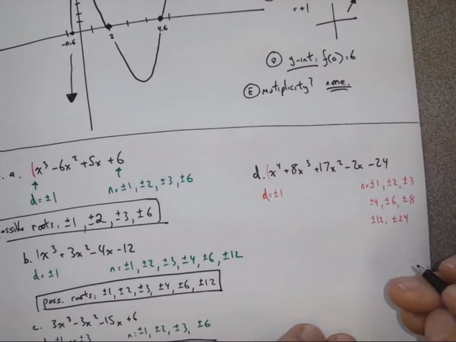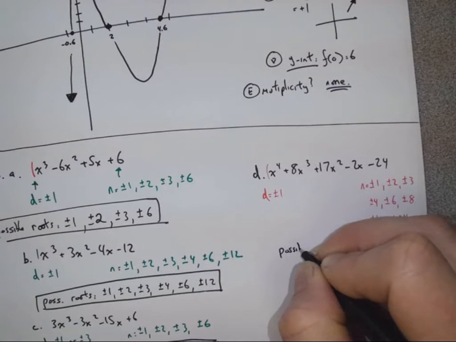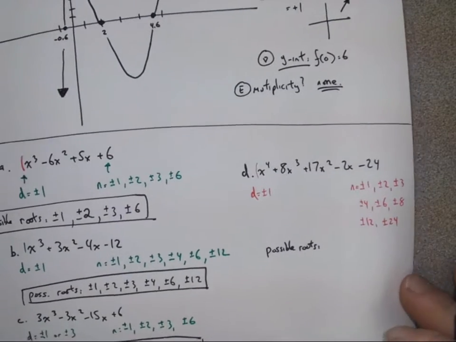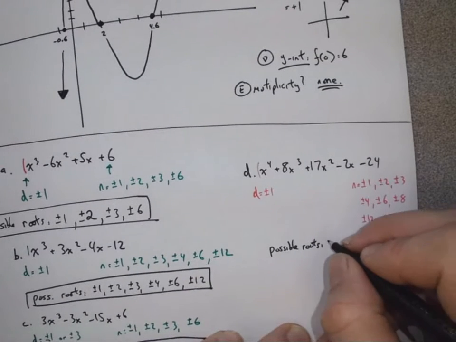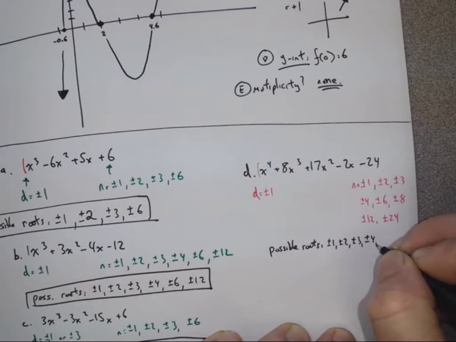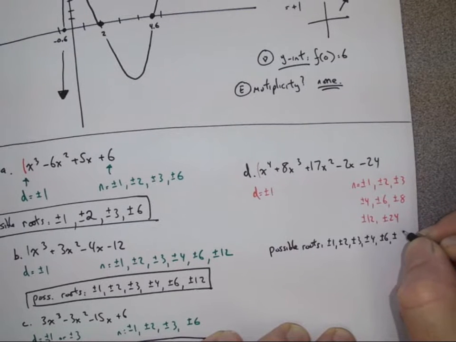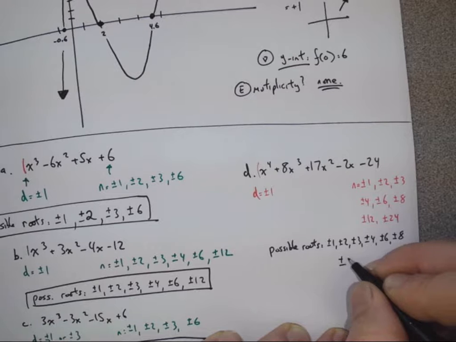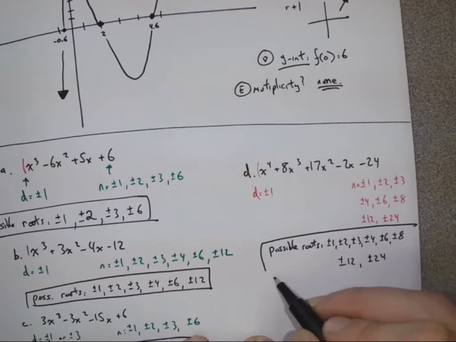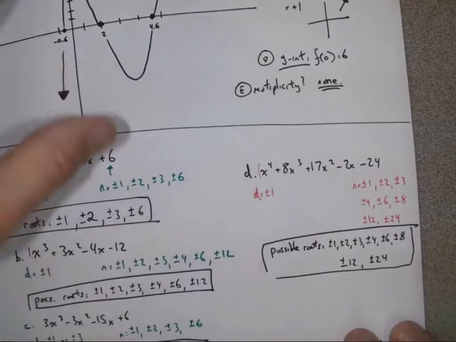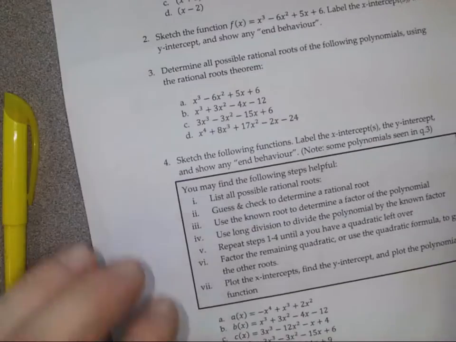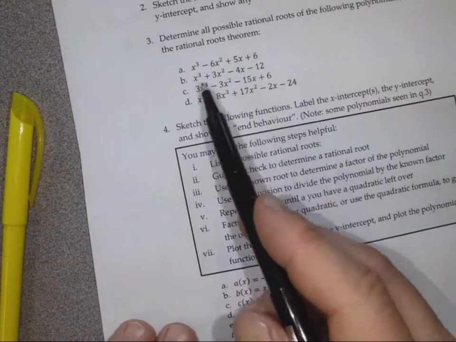All right, so that means our possible roots are really just these guys divided by positive or negative 1, which is just themselves. Plus or minus 1, plus or minus 2, plus or minus 3, plus or minus 4, plus or minus 6, plus or minus 8, plus or minus 12, and plus or minus 24, and we are done. Now, you may notice as you move on to question 4, you see these same questions showing up down here.